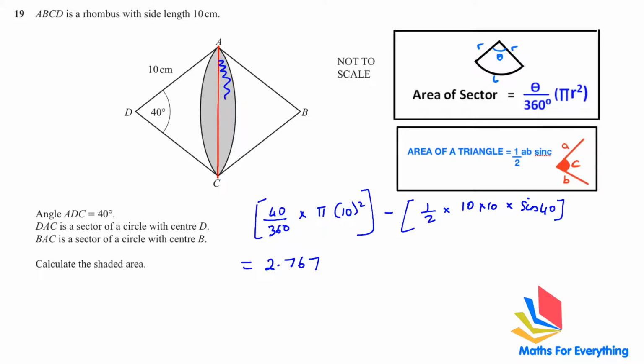We found this area. This area is going to be the same as this area. So the total area will be times by 2, which is 5.534 square centimeter. We can round it to 2 decimal place, 5.53 square centimeter.